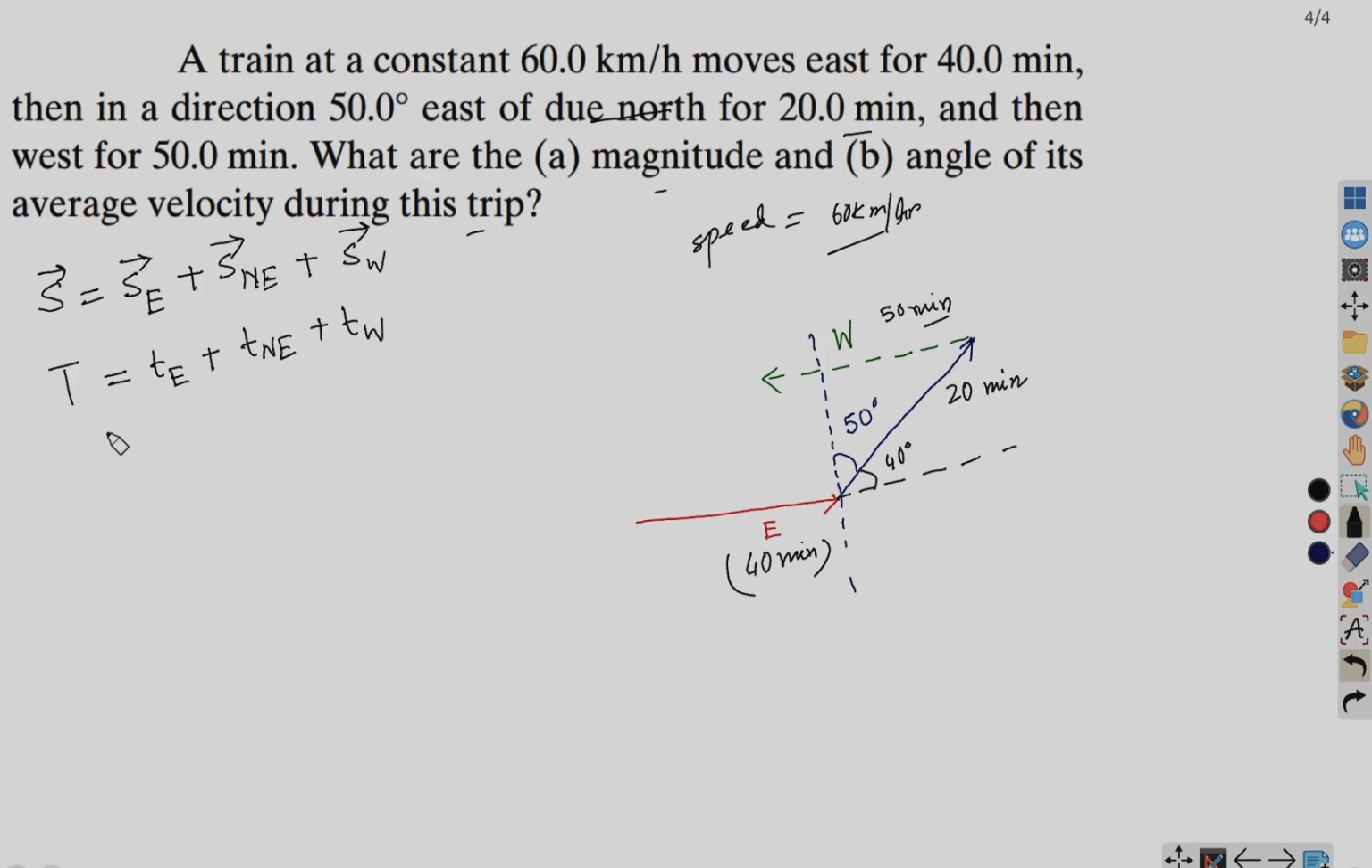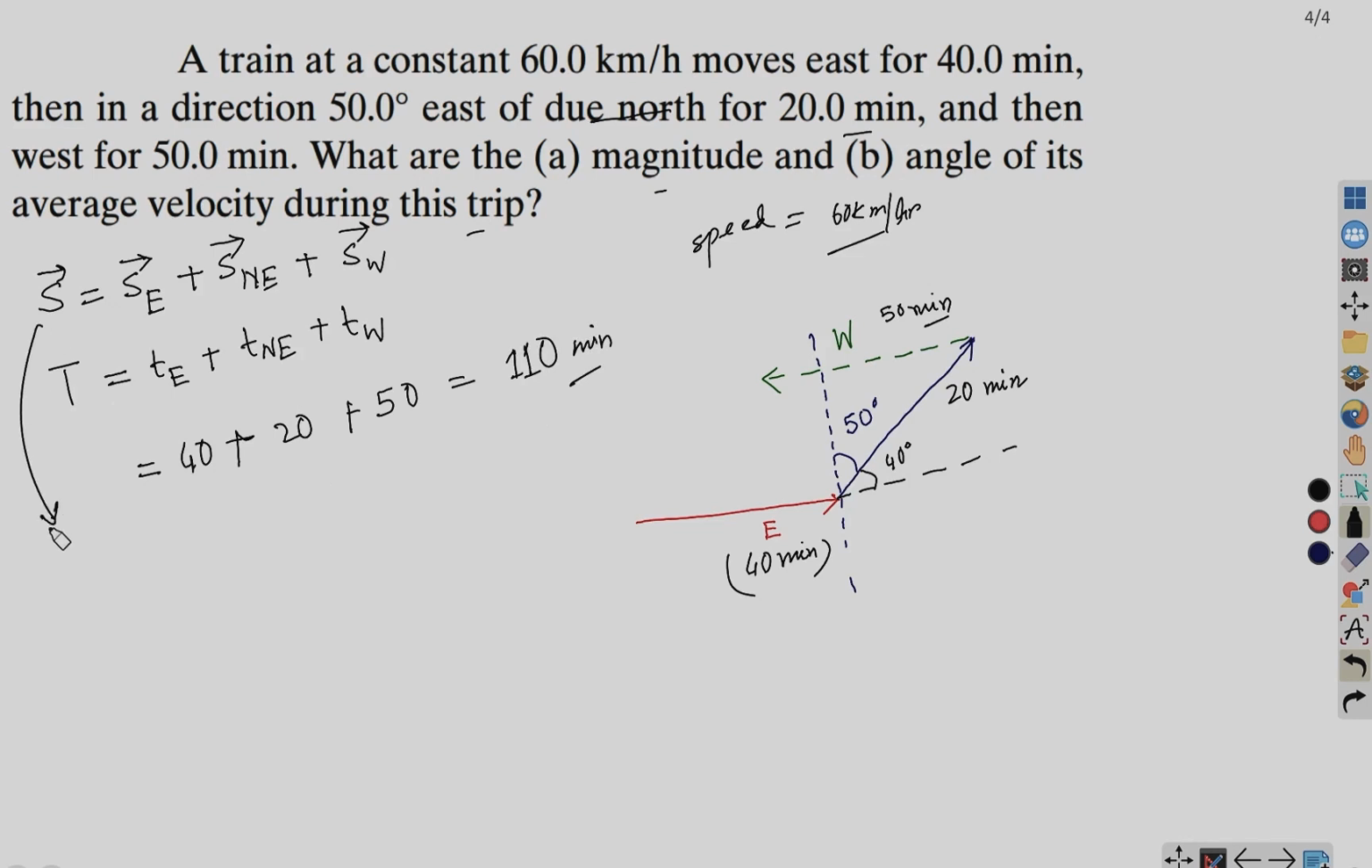So first what we will do, we will start with this one, the total time. We have TE is 40 minutes, yes. This one is 20 minutes and this one is 50 minutes. We obtain 110 minutes. Yeah.